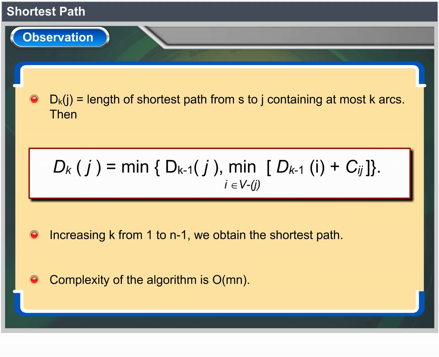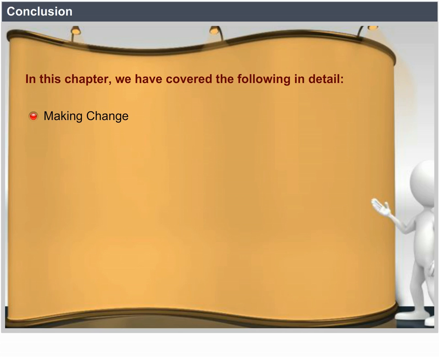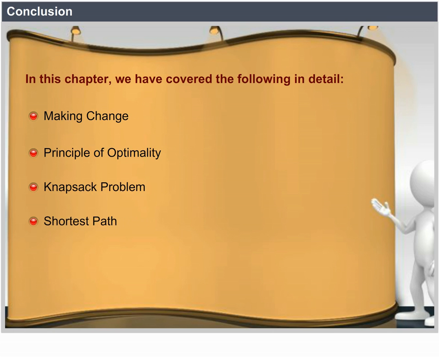Conclusion. In this chapter, we have covered the following in detail: making change, principle of optimality, knapsack problem, shortest path, matrix chain multiplication, activity selection problem, DP solution.